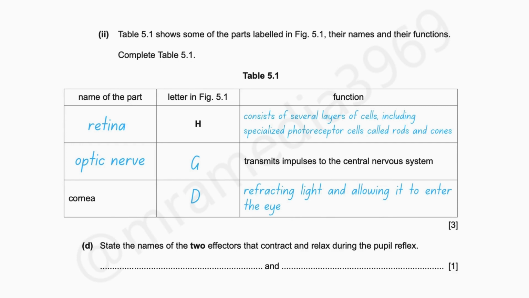State the names of the two effectors that contract and relax during the pupil reflex. In the pupil reflex, which regulates the size of the pupil to control the amount of light entering the eye, two effectors are involved: the circular muscle, also known as the sphincter pupillae, and the radial muscle, or dilator pupillae.